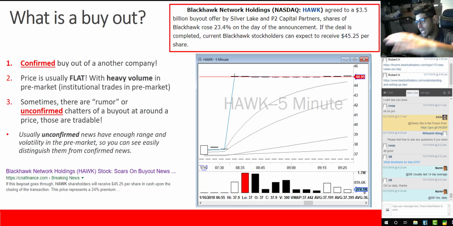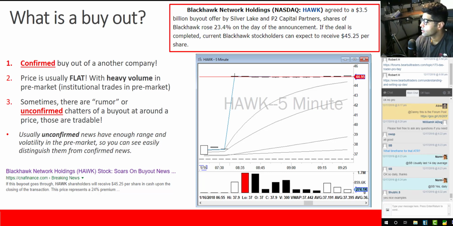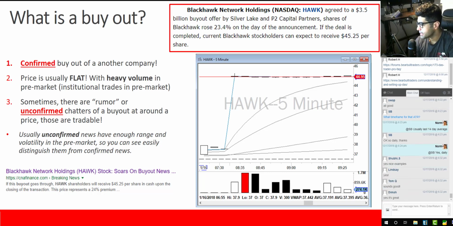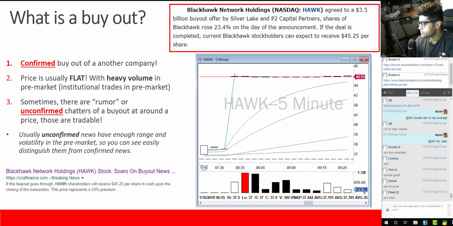Yes, it does hit your scanner. Yes, there's a lot of volume, but it's not really tradable because there is no volatility. Is this clear for you guys in the class? All right, excellent, nice. So we see these kinds of buyouts every single day.